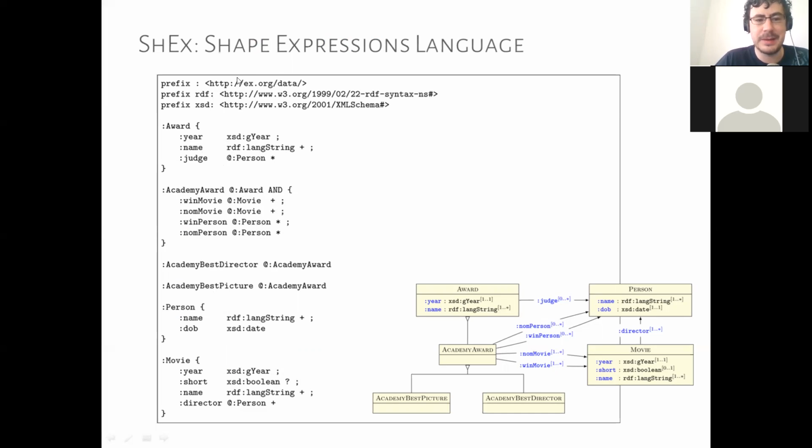This is just an example of the syntax here, where we have an award shape where the year should be G year, the name should be one or more language string, and for the judge, we can have 0 or more nodes that satisfy the person shape defined here. This is essentially how we describe the same shape as the shape graph that we saw in the previous class, rather in SHEX. So we can achieve very similar things with both SHEX and SHACL.